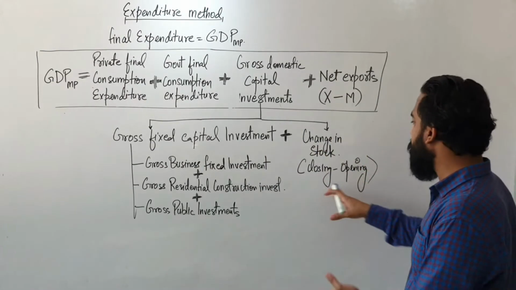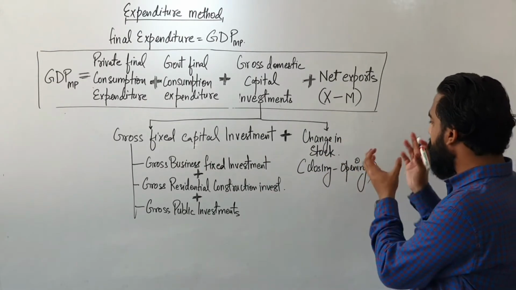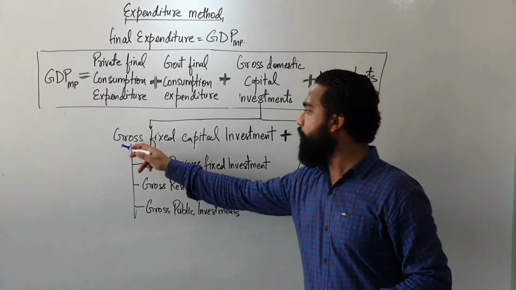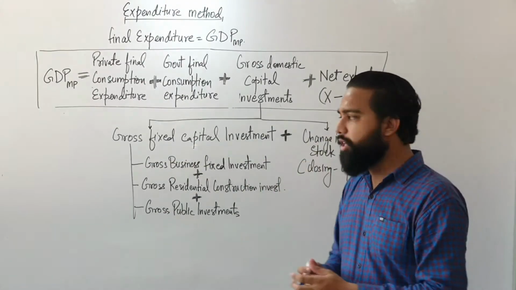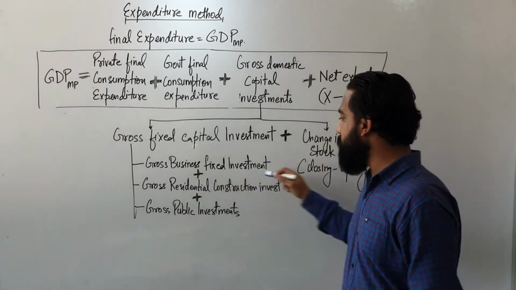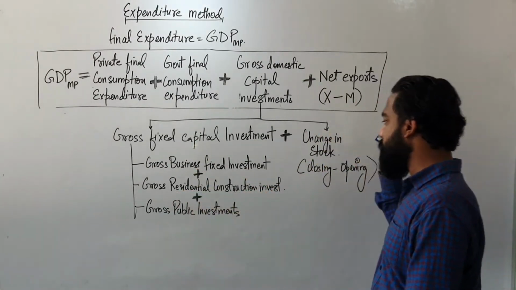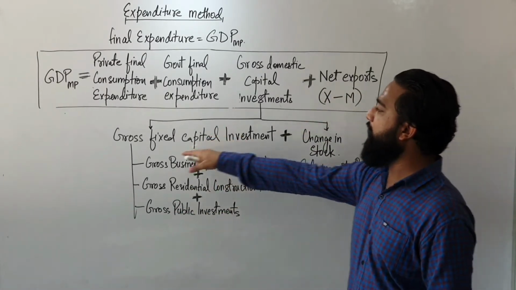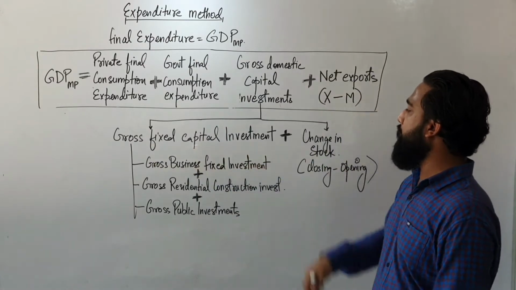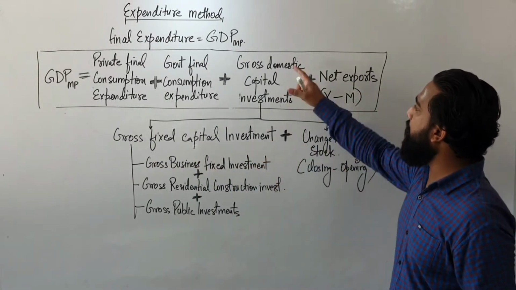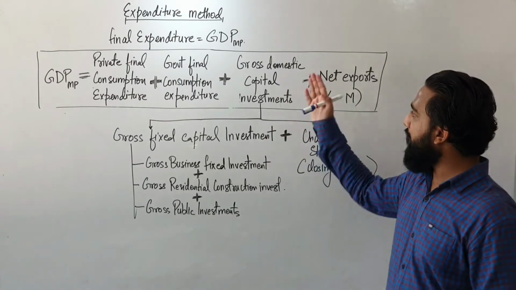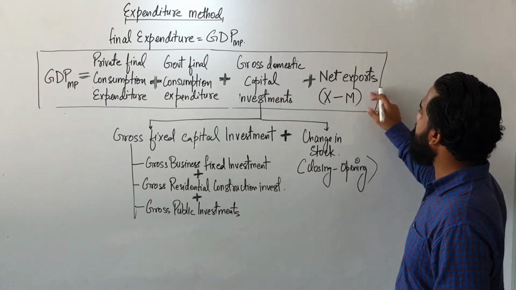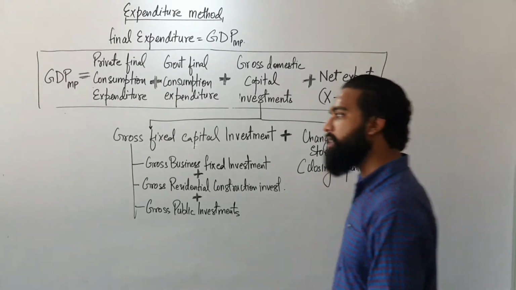So you need to add gross fixed capital investments and change in stock. If change in stock is not given, then use closing stock minus opening stock. With the help of this, you can have the value of change in stock. And suppose gross fixed capital investments are also not given, then you have to add gross business fixed investments, gross residential construction investments, and gross public investments. Add three things, you will get the value of gross fixed capital investment. Add these two things, you will get the value of gross domestic capital investments. And the fourth component is net exports, which is exports minus imports.